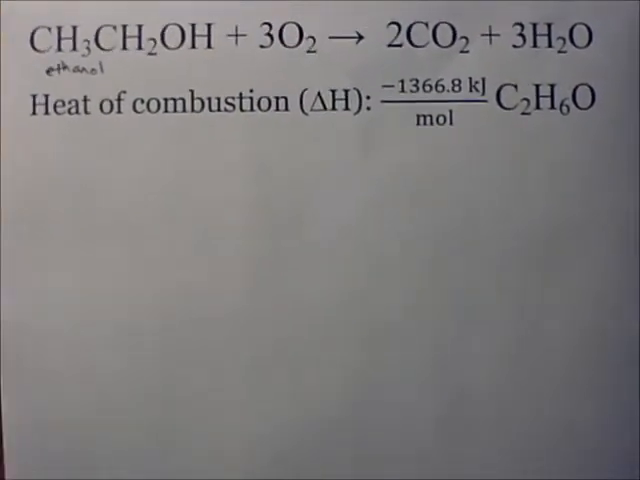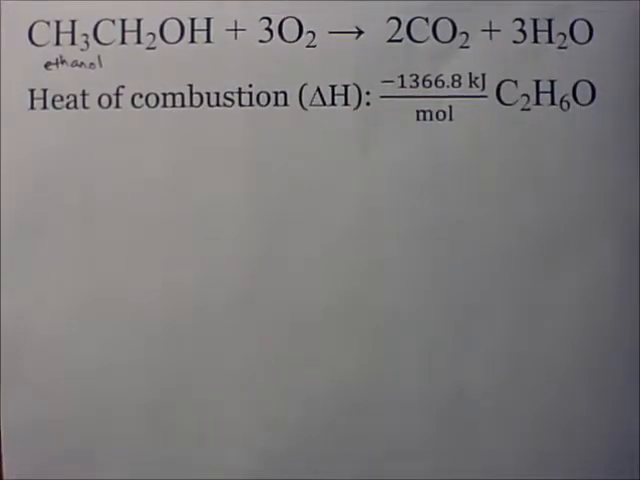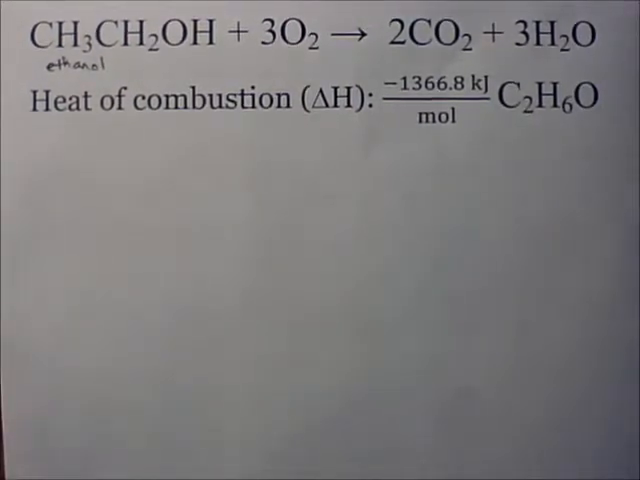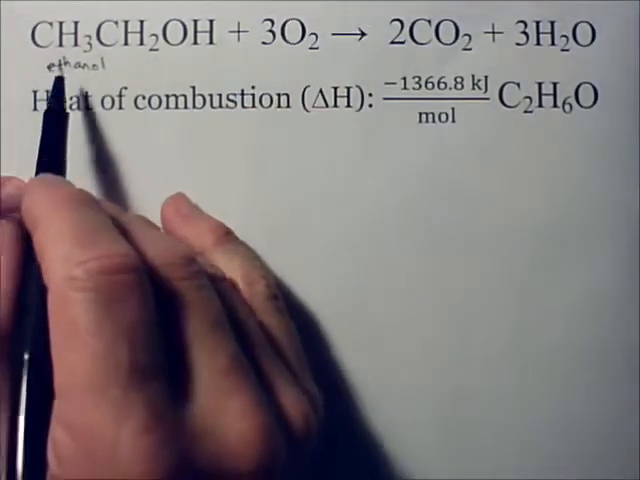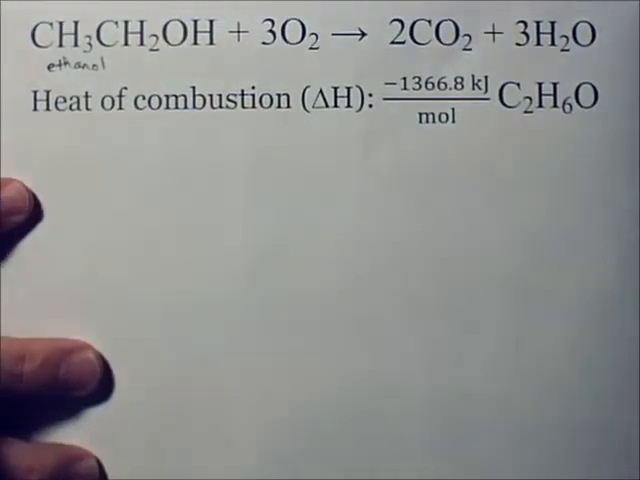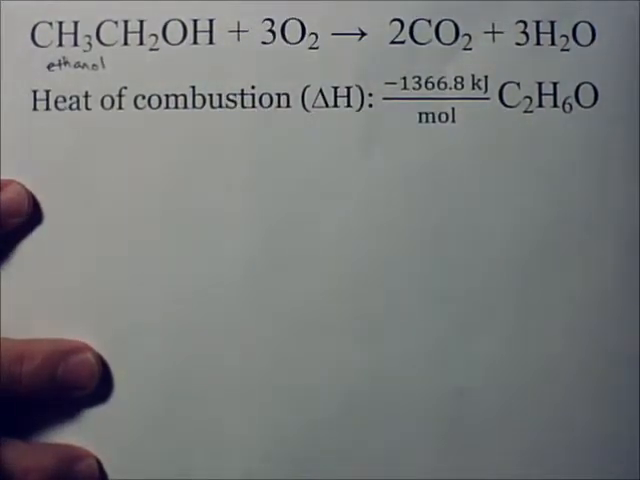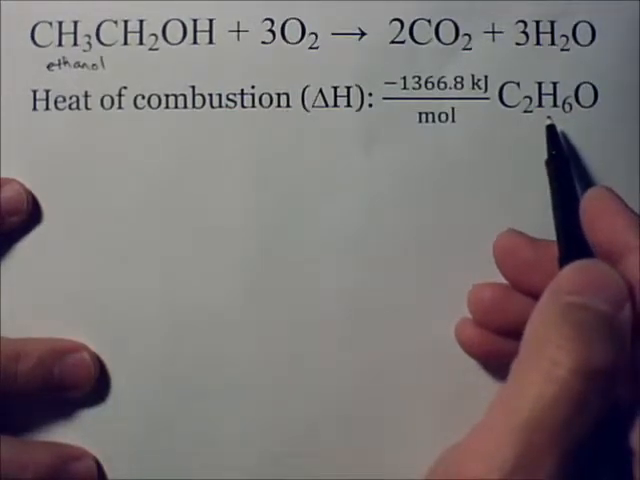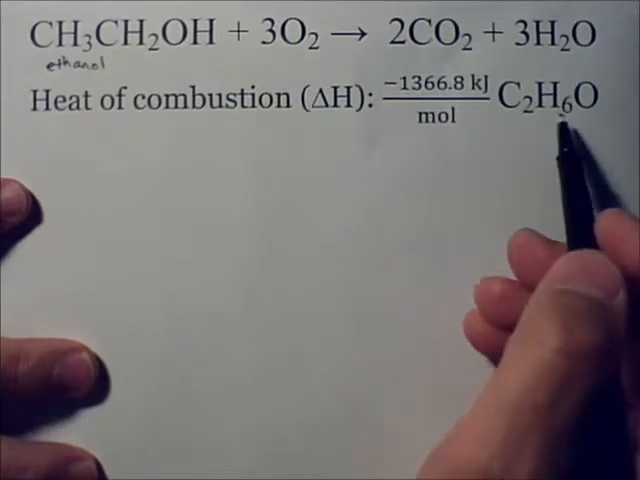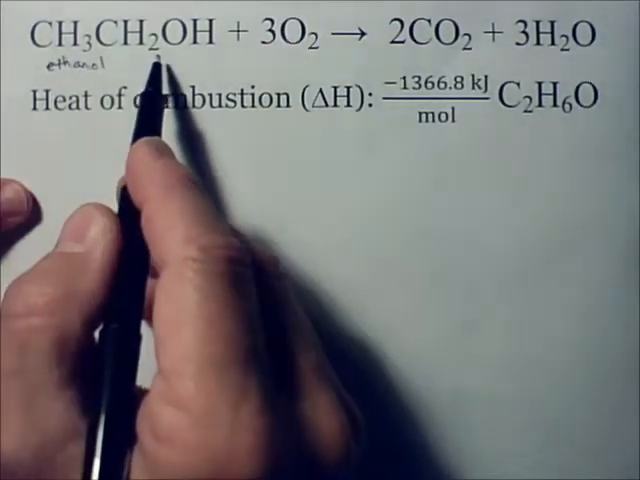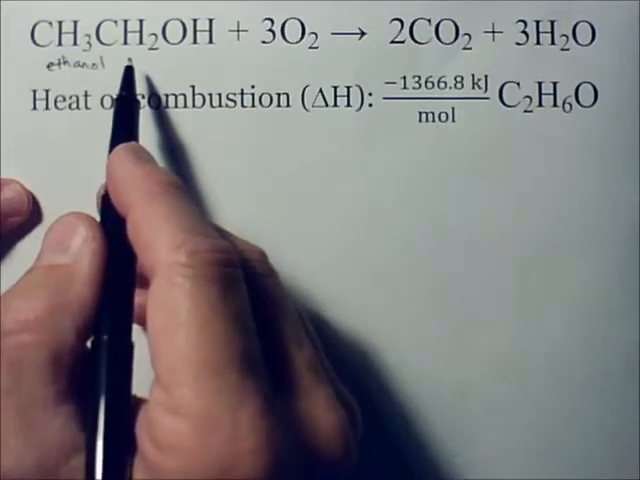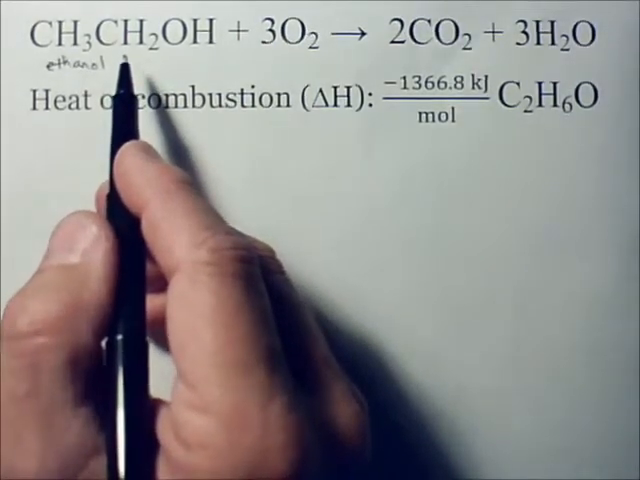We'll find out more about this when we discuss formulas more fully in a later unit. But for right now, this is what's called a condensed structural formula. It's telling you how the atoms are put together, how they're arranged. This one doesn't. So this is a simple chemical formula, and this is a structural chemical formula, the type we call a condensed structural formula.